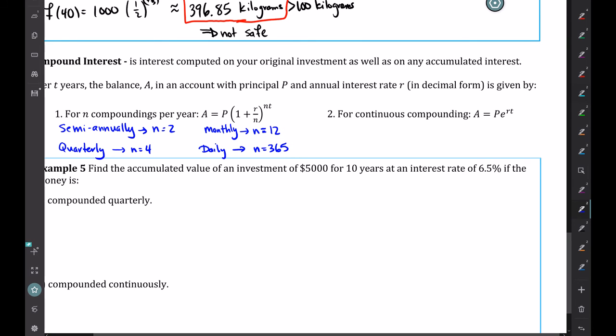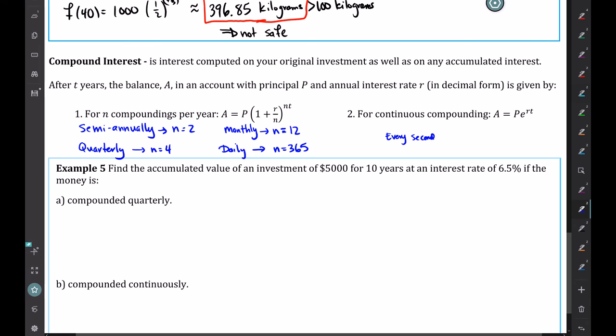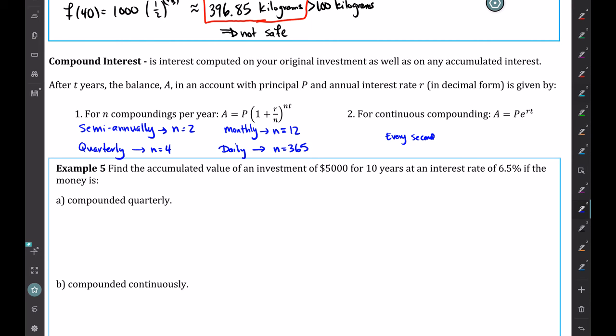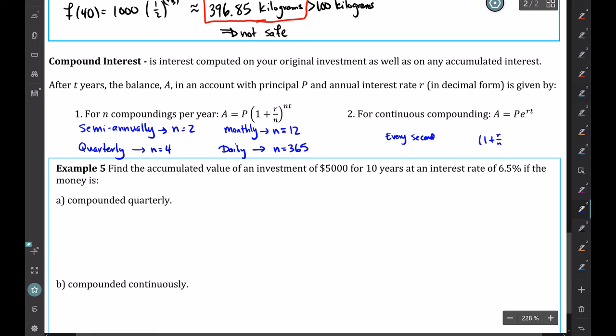And then continuously means every second or every millisecond or something. As often as possible you're compounding whatever you have in the account. And so n disappears from that formula. You just have Pe to the rt. That's because (1 plus r over n) to the n goes to e to the r if you take the limit as n goes to infinity. So that's just a side note. You don't really need to know that, but that's part of the reason why e shows up.